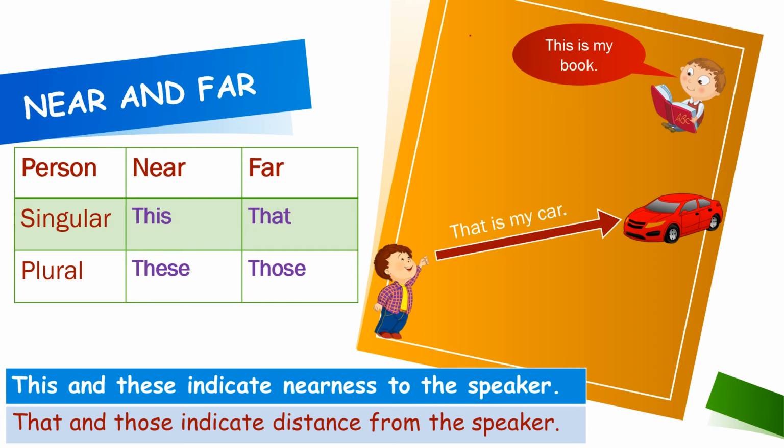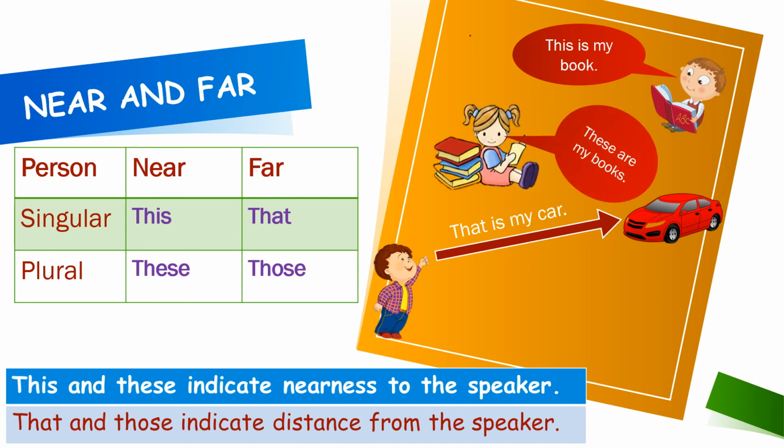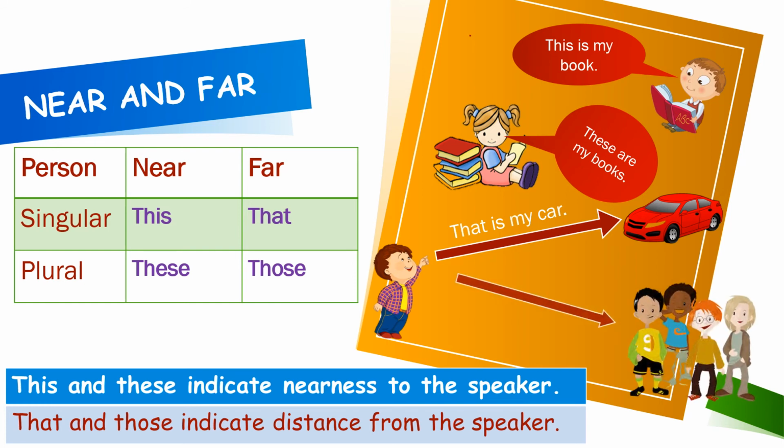These is used for plural nouns in close proximity. These are my books. Here these suggests that the noun is plural and near to the speaker. Those is used for plural nouns at greater distance. Those are my friends. Here the determiner those tells that the noun is plural and it's away from the speaker.